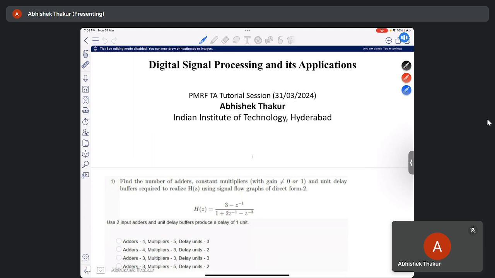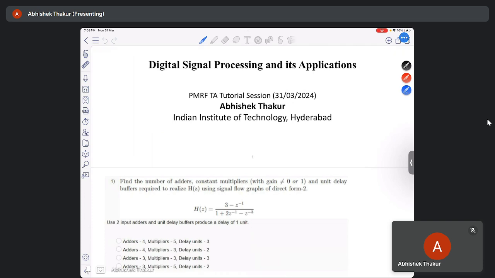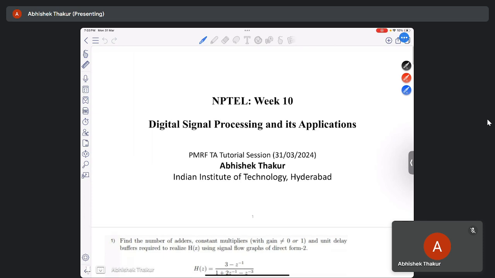So today we are going to study digital filters and we will see how to represent the basic structure of digital filters, like direct form realization of IIR and FIR filters. And then we will also solve questions based on this.